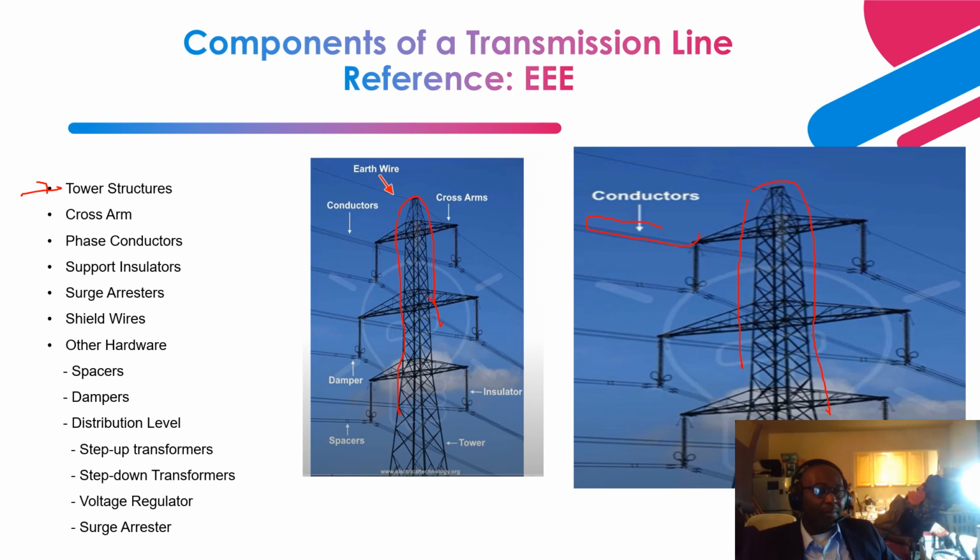Then the cross arm. The cross arm is what is shown over here. This is the cross arm, the one that is supporting the phase conductors through suspended insulators.